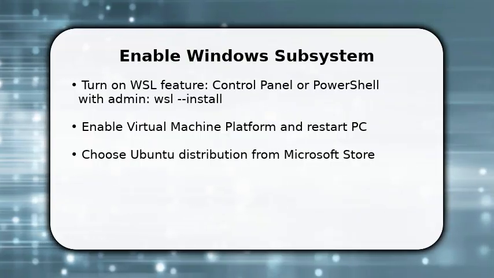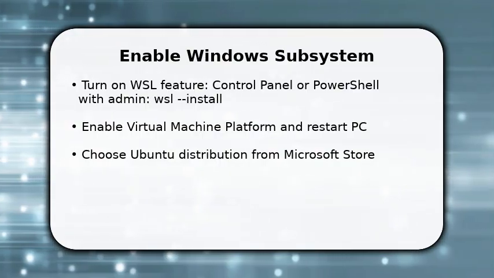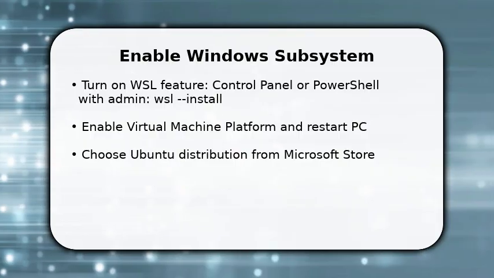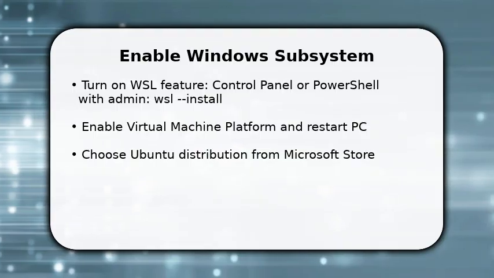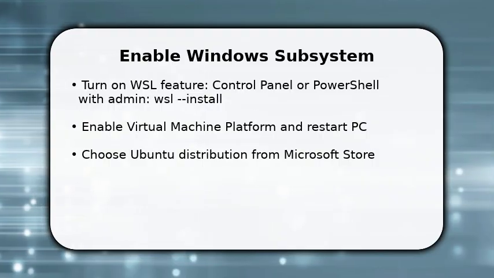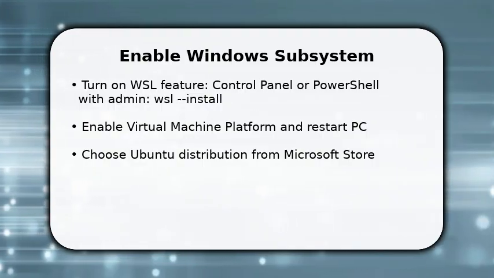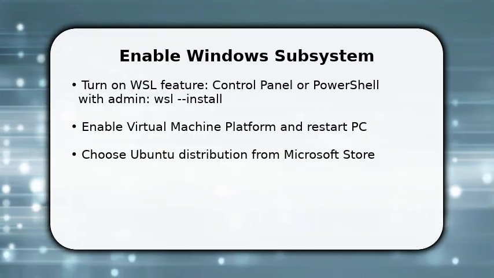You start by enabling Windows Subsystem for Linux so Ubuntu can run natively. Open PowerShell as admin and run wsl --install to enable WSL and install the default distro. This automates the Virtual Machine Platform, but make sure to restart when prompted. Once done, open Microsoft Store if you prefer a specific Ubuntu version and install it.